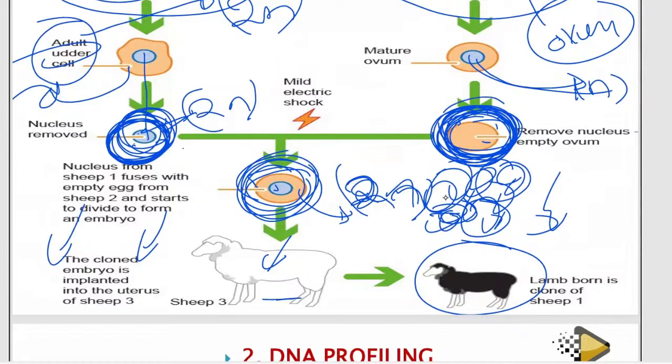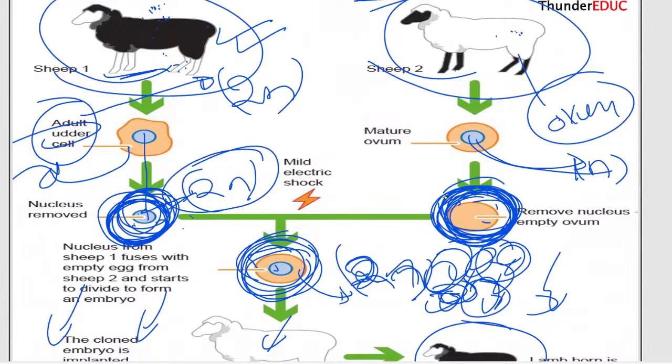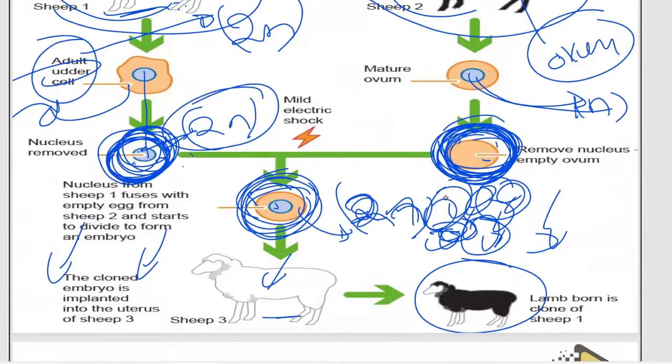And then why is this one not a gamete? Because gametes are always haploid, but this one is diploid. So they can ask you in the manipulation, why do we keep the nucleus of sheep 1? Because we want to produce a sheep with the characteristics of sheep 1. Why do we remove the nucleus of sheep 2? Because we don't want the characteristics of sheep 2. So you can answer these questions depending on how they have phrased them.